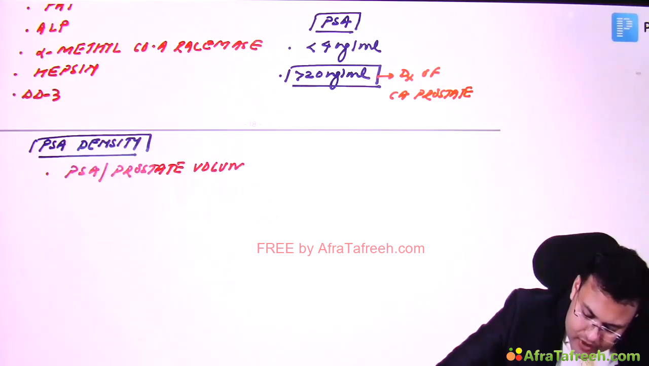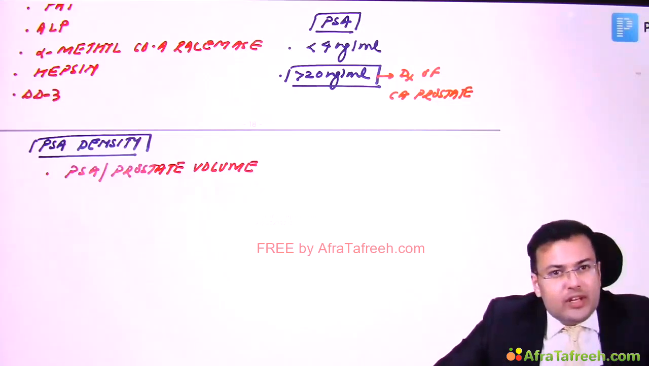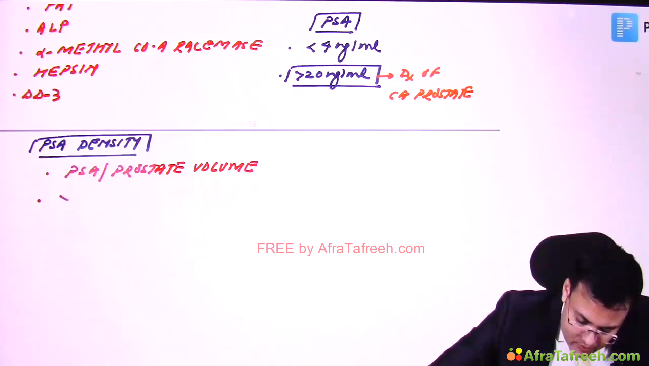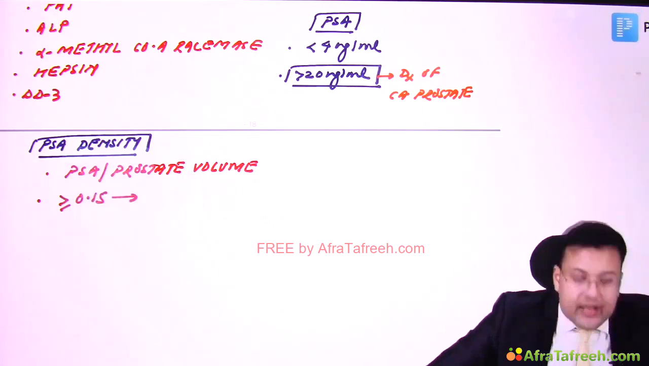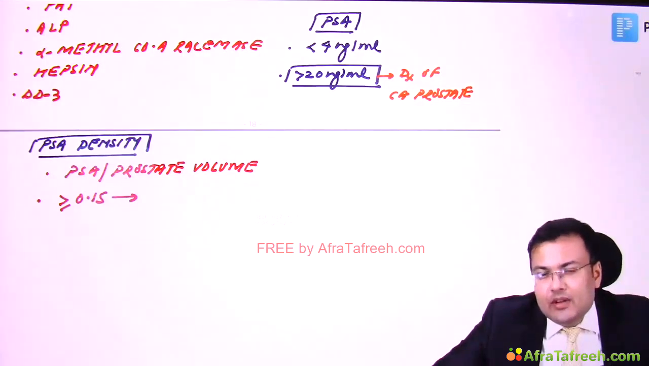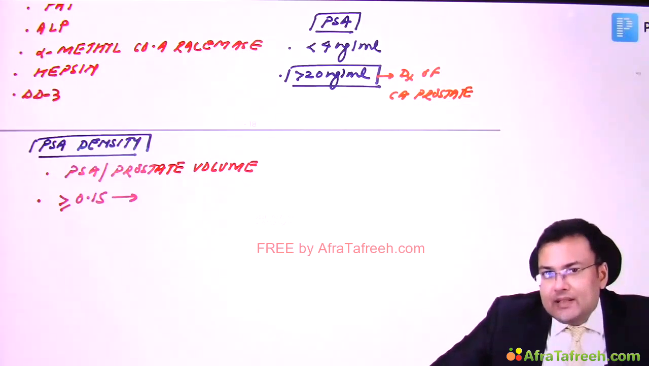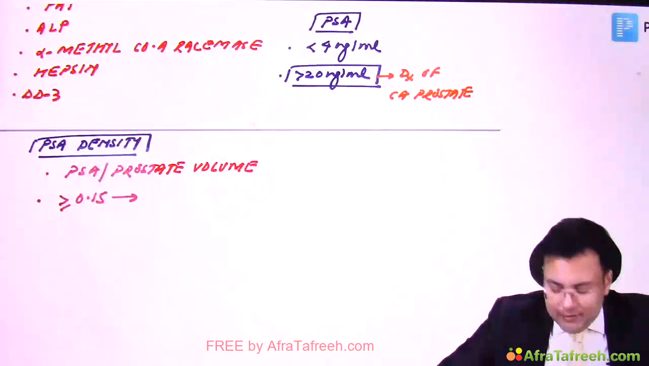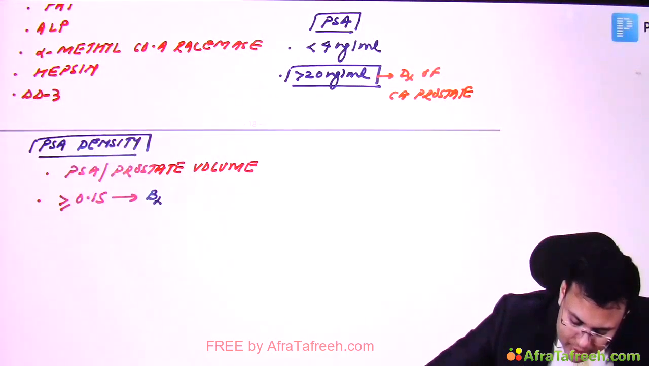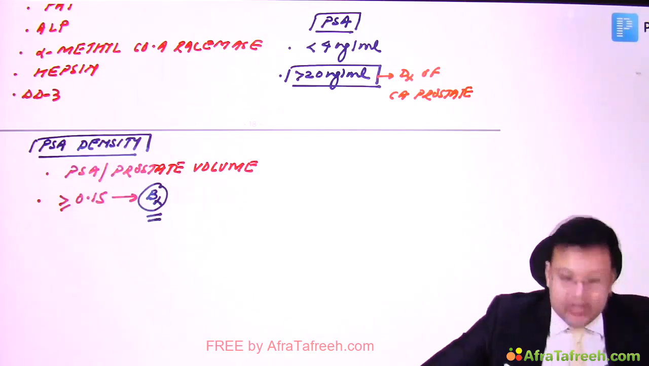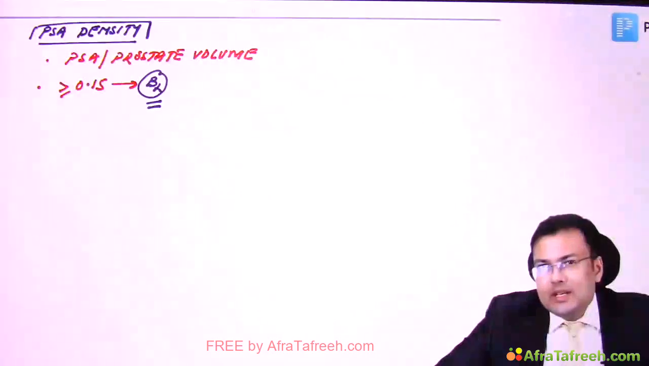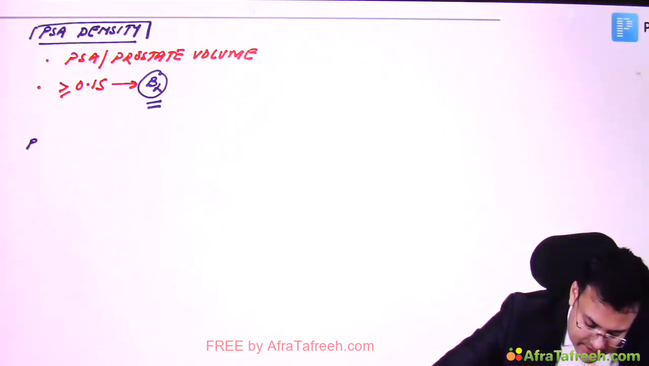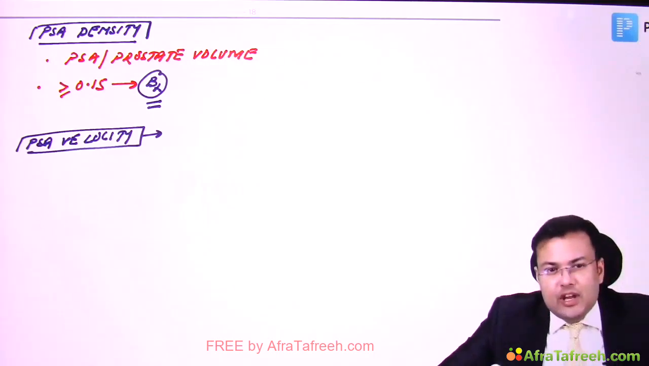Prostate volume. Okay. Whenever PSA density is more than or equal to 0.15, it is suspicious. It means there is suspicion of malignancy. And whenever there is suspicion of malignancy, if the value is more than or equal to 0.15, biopsy is recommended. Why? Because there is suspicion of malignancy. More important than PSA density is PSA velocity. Why? Because one value of PSA velocity is diagnostic of carcinoma prostate.